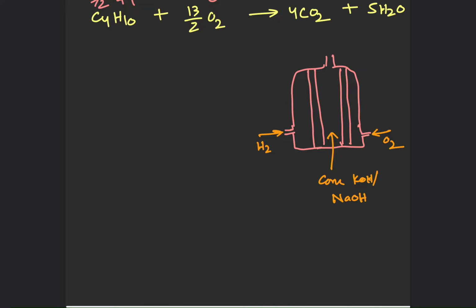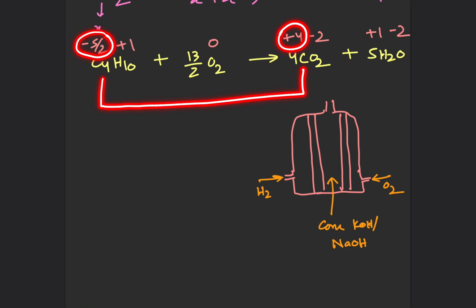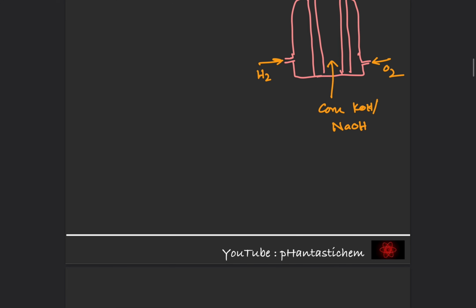So therefore there are basic conditions. So therefore assuming basic conditions in our butane oxygen fuel cell also. Okay, and if you look at this closely, from minus 5 by 2 it is becoming 4. So this is the oxidation half, because the oxidation number is increasing from minus 5 by 2 to plus 4. So I will write it down separately. That is C4H10 becoming 4CO2.